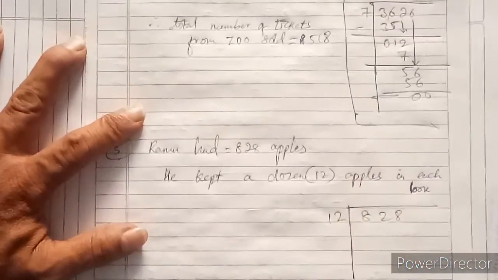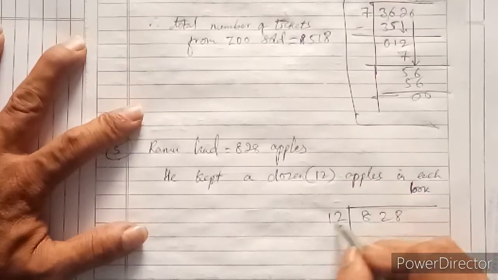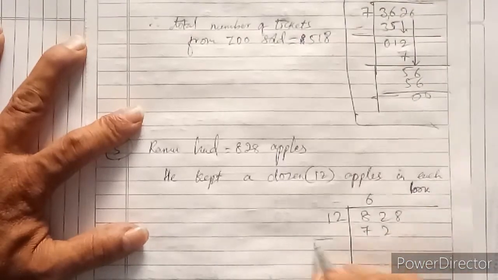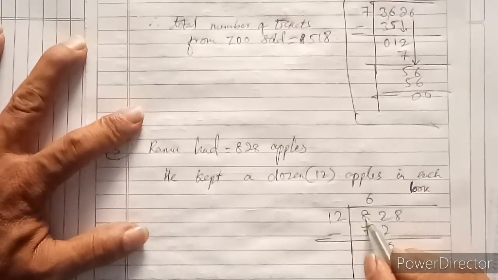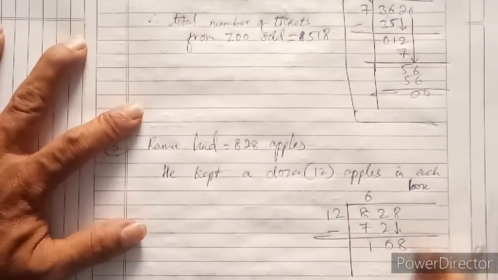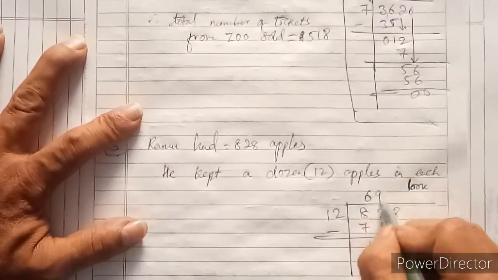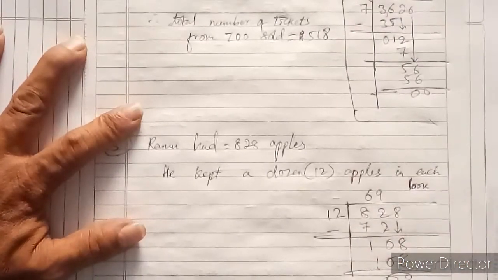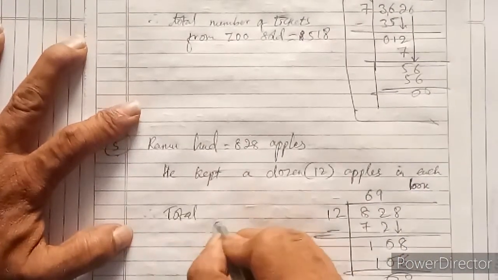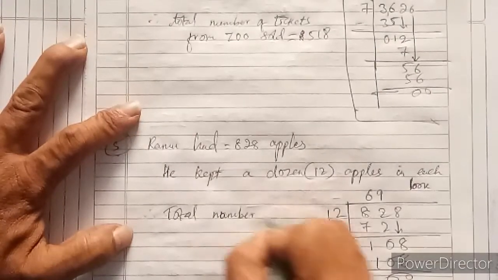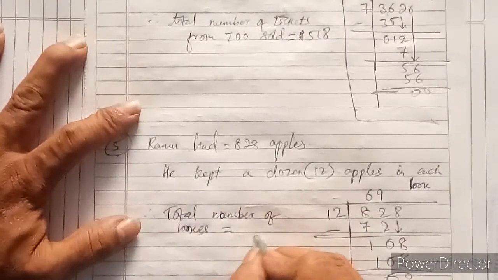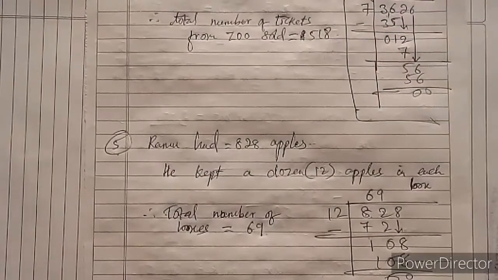828 divided by 12. 12 5s are 60, 12 6s are 72. 12 6s are 72, because 12 7s are 84, it will not fit. Subtraction sign. 8 minus 7 is 1. Then 8 we have to take down. 12 9s are 108. So the remainder becomes 0. So total number of boxes. Therefore, the total number of boxes is equal to 69. The total number of boxes is 69.